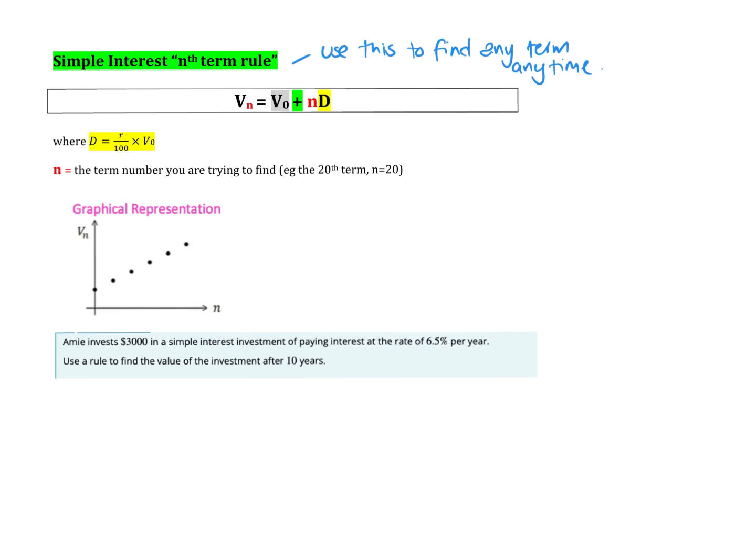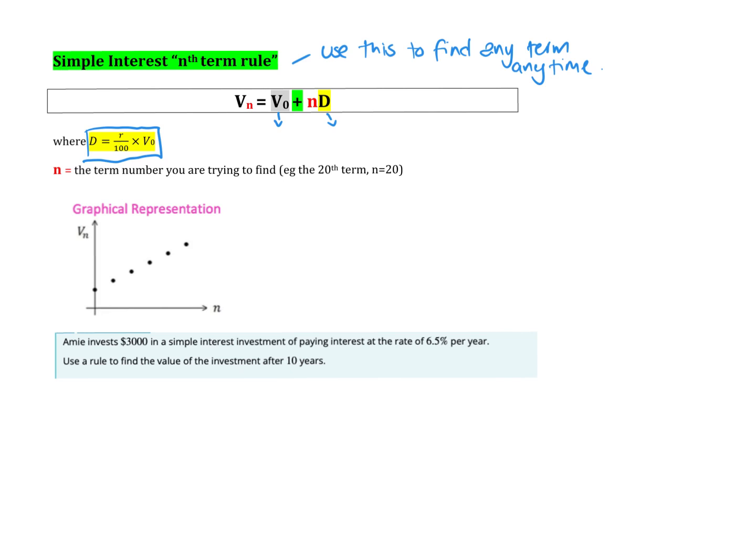So you can see here's the nth term formula. If it's highlighted, that means you need to change it when you're writing it out. So here, the V0, that's the initial amount, and there's that D value again. And here's that formula that you use to find the D value. The reason I put plus and highlighted that is because simple interest is when you're adding the amount, and then you times it by how many times you want to do it.